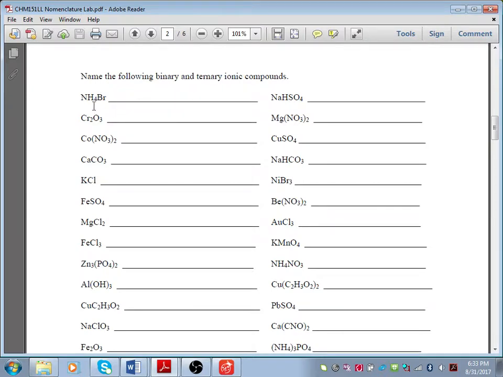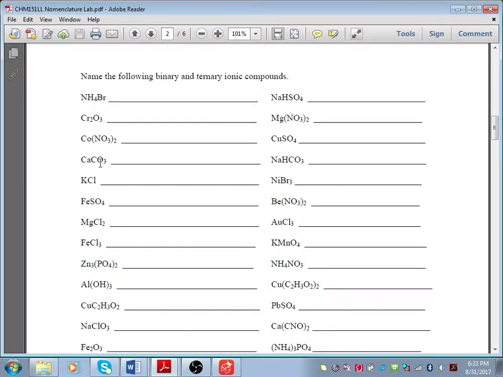So we're going to skip number 1 because it's that funky one with ammonium. Cr2O3. Look at that periodic table I just gave you. Does that one need a Roman numeral? Yes. Put a little star on the left-hand side of the Cr2O3 so you know you need Roman numerals. How about the CoNO3? Do we need a Roman numeral there? Yes, we do. Put a little star next to that one.